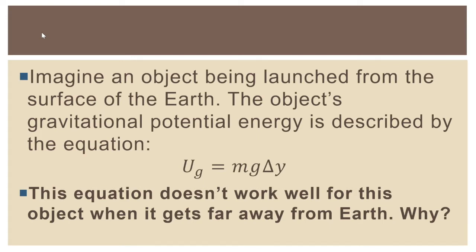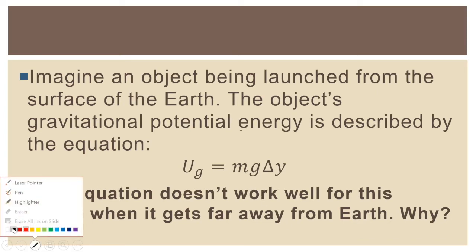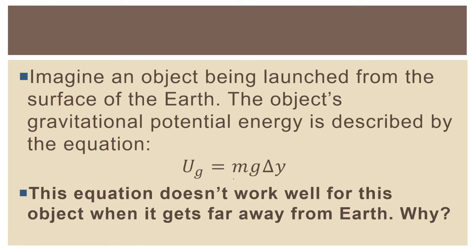So the answer to this question is actually rather simple and straightforward, and if you understand this, then the rest of this should be easier to access. According to our traditional equation for gravitational potential energy, it is based on three things: m, g, and delta y. M being the mass of the object, g being the gravitational acceleration near the surface of the Earth, and delta y being the height.